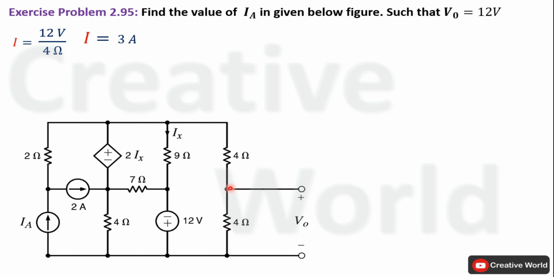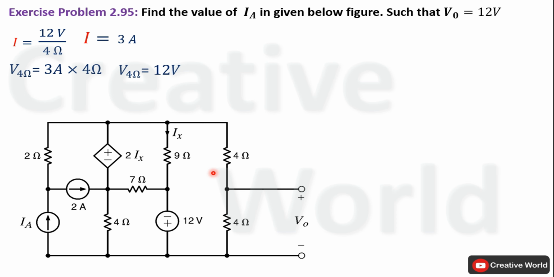Because of series connection, this same current with same direction will also be flowing from this 4 ohm resistance as well. So we can calculate voltage across this resistance, that will be the product of current through it and the value of resistance. It will become 12 volt also.